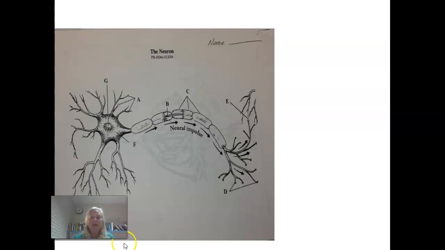Okay, so let's start labeling the neuron. Let's just think about what an amazing cell the neuron is. It is an electrical cell, and it is a chemical cell. There are parts of it that transmit electrical energy and parts of it that produce chemicals and transmit chemical messages. It is truly an amazing cell.